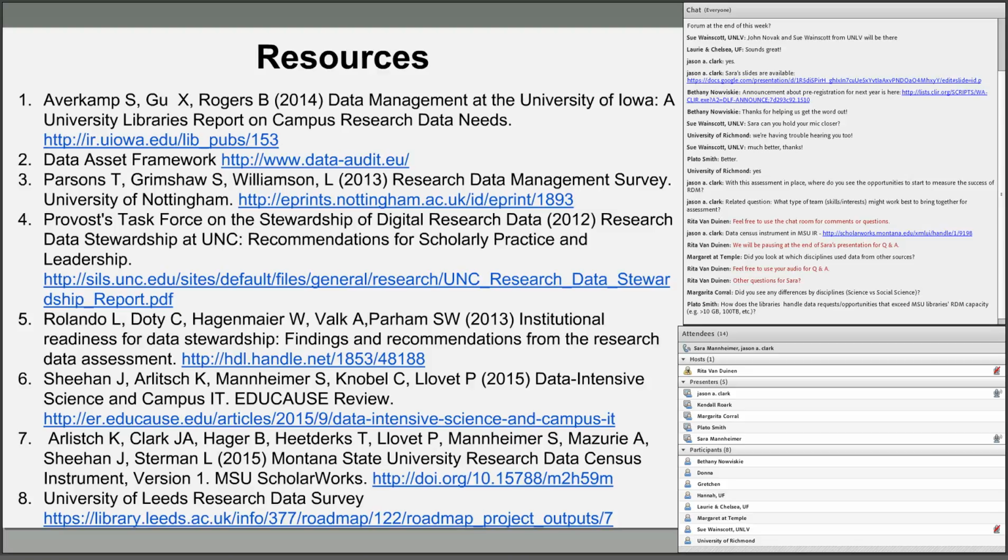Plato asks, how does the library handle data requests and opportunities that exceed our capacity? We haven't had any yet, but we do have some big data sets that are being handled by research cyber infrastructure, which is part of our IT department, and those were the people who were part of our census development. We have a climate data set that's 400 terabytes on a new cluster that's being developed here.